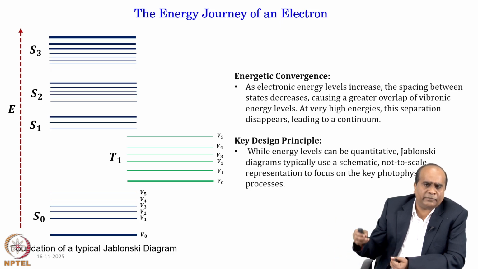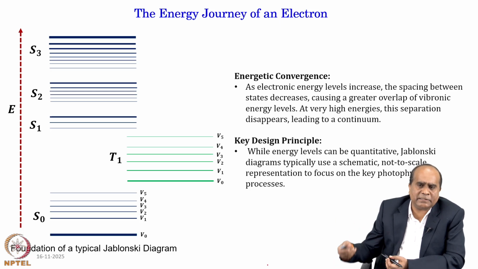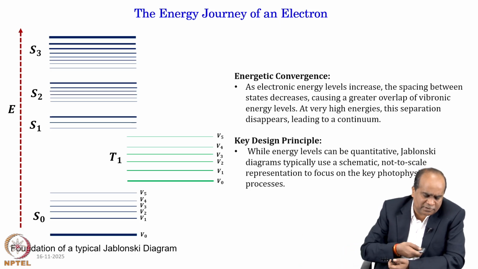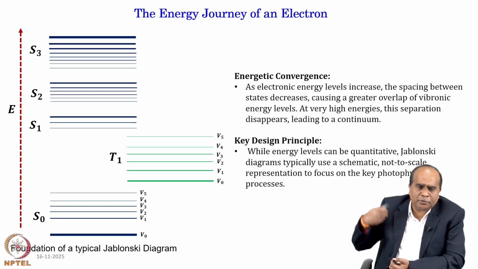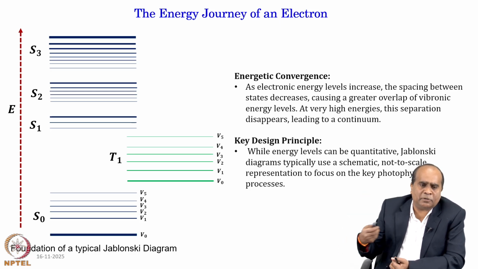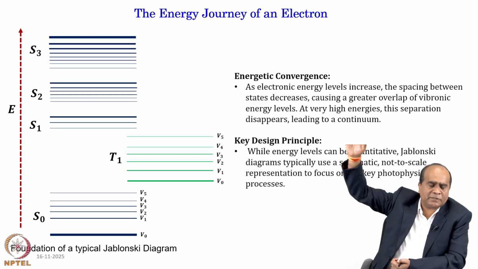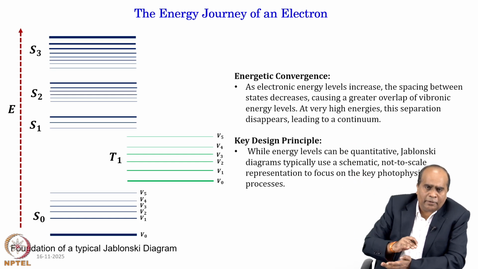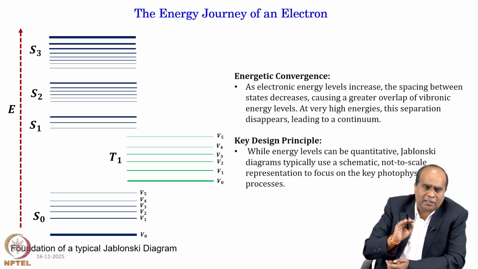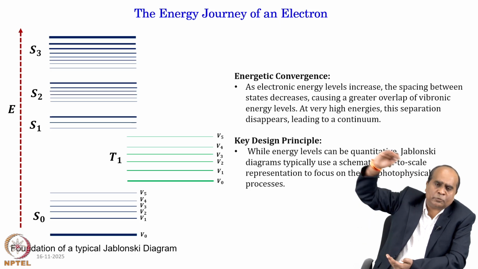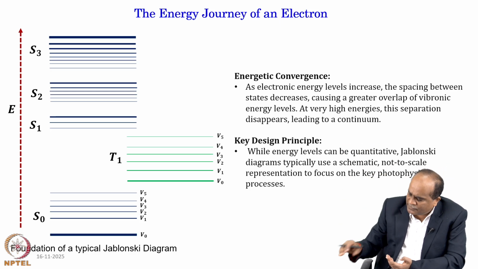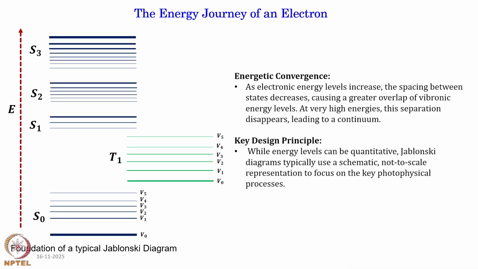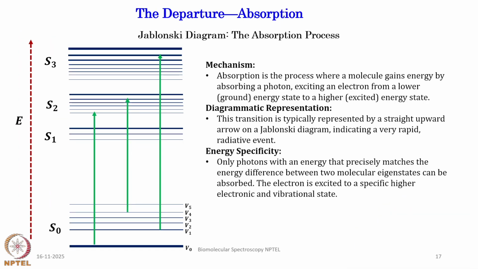So, a key design principle we can think of: while energy levels can be quantitative, the Jablonski diagram typically uses a schematic, not a scale, to represent. So, this is just a schematic to make you understand how electronic transition will happen. If you go to S4, S5, the electronic levels will be more or less continuum. So, this is just a representation to make you understand that they are discrete and the energy gaps really exist, but if you go to a higher excited state the gaps start collapsing and it becomes a single state, right.